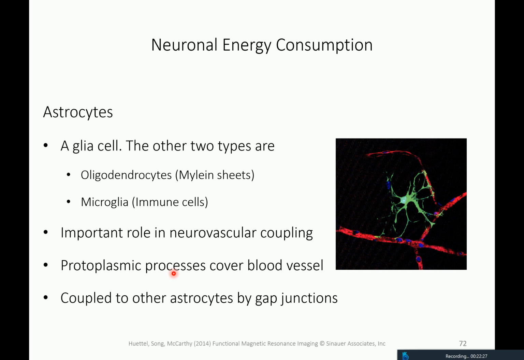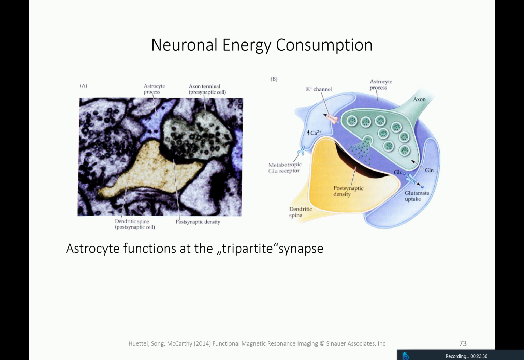Yes, and they are coupled to other astrocytes by gap junctions, which means they can also quickly communicate and maybe make more locally expanded effects. So this is what I actually wanted to mention.